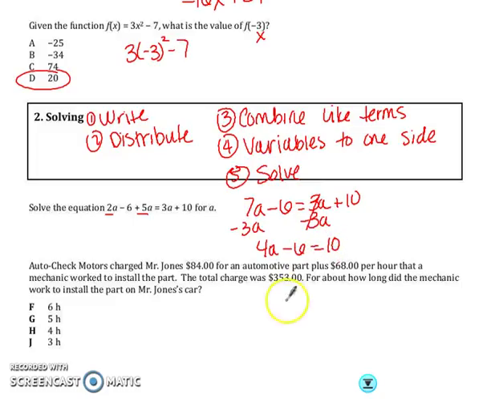So I'm going to have to come down here for a second. We add 6. You get 4a equals 16. You divide by 4. 16 divided by 4 is 4. So a equals 4.